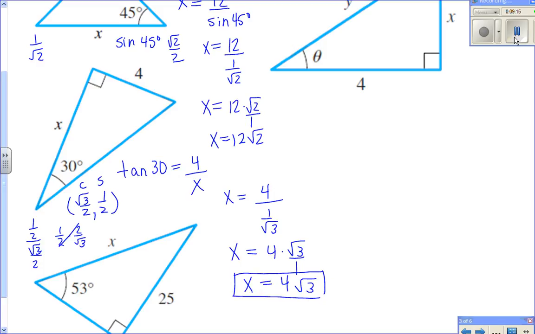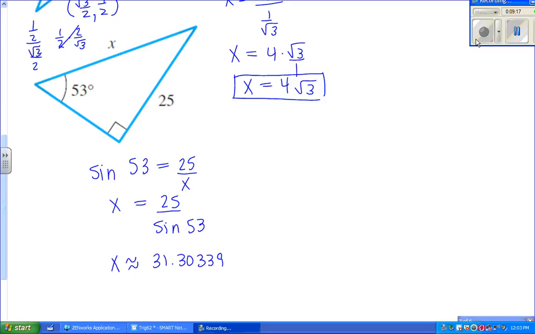Okay, so you go ahead and try and do the next. If we look at this one, we have sine. Now this isn't an angle that we know, 53 degrees. It's not perfect. So we'll go ahead and switch them, but then now you just stick that into your calculator. So you'd have 25 divided by sine of 53 to get your 31.0 or 0.30339.